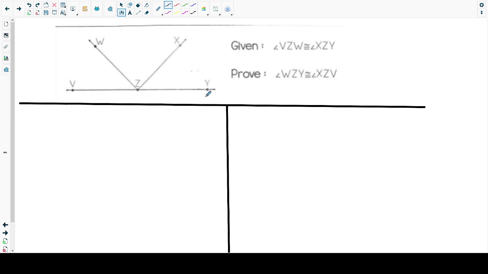And one more here for angles, just to show you how it's similar for angles. So start the same way. We're going to write our given. I'll try to write small this time because evidently it does not let me scroll. So VZW congruent to XZY. That's given.